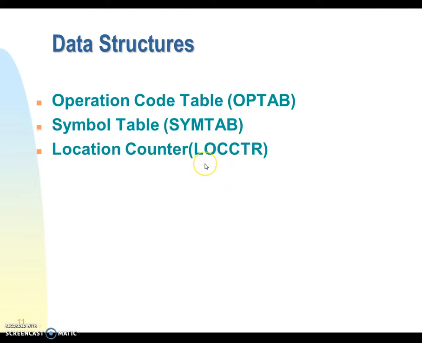Next is the location counter. It is like a program counter. The program counter points to the next instruction to be executed. Here, the location counter points to the next statement to be assembled. So there is a difference between the location counter and the program counter: the program counter holds the address of the next instruction to be executed, whereas here it is the next statement to be assembled.